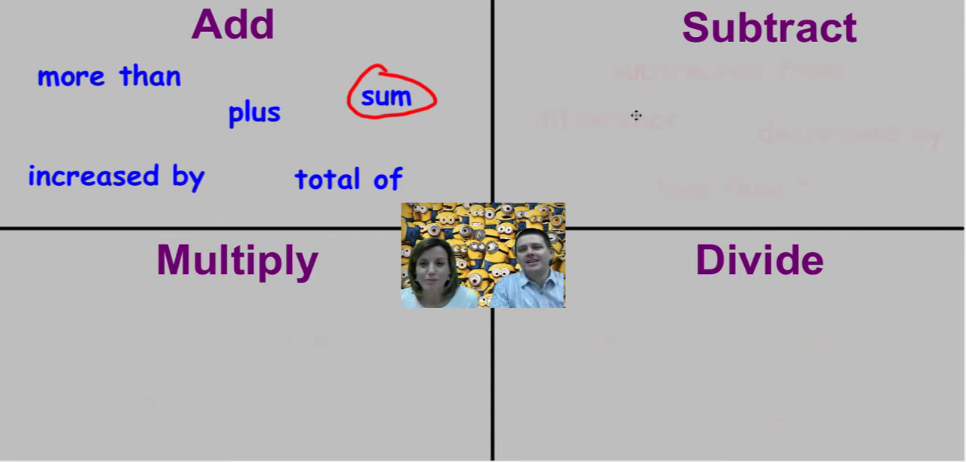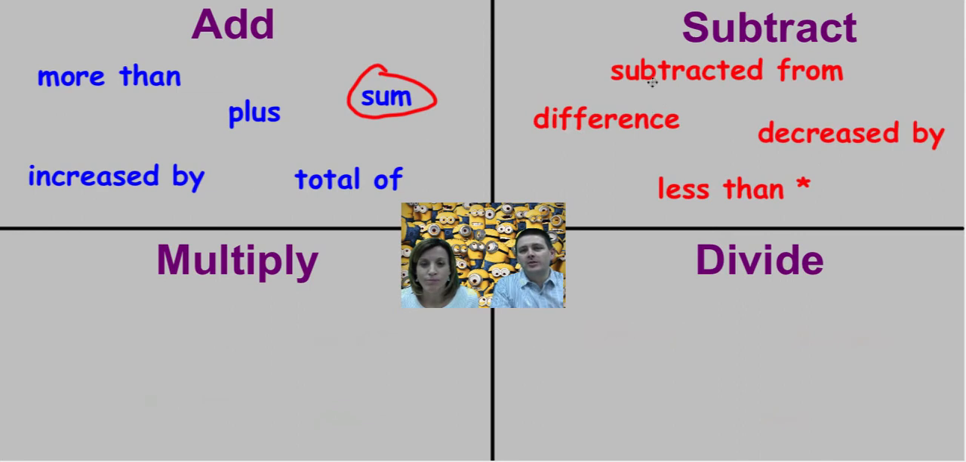Subtracting, we have four terms. The obvious one, subtracted from, decreased by, so think of it as getting a little smaller. A big one to focus on is the word difference. And then less than. Put a little star next to less than, and I want you to draw a little double-headed arrow over the top of it. This one is the only one that's going to have a special little feature to it, so that's one that we want to keep an eye on as we're going forward. And you're going to see all of these in action here in just a couple minutes.